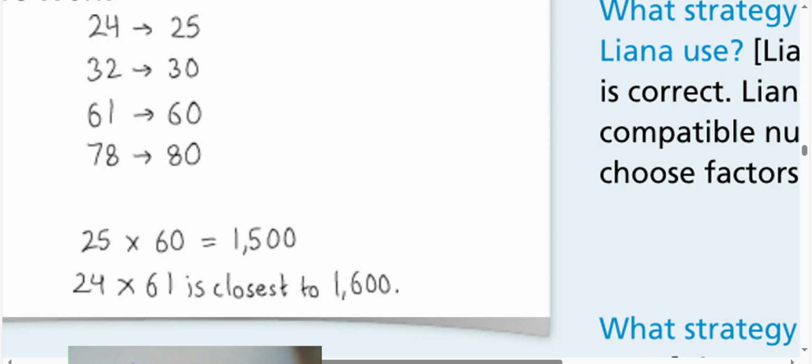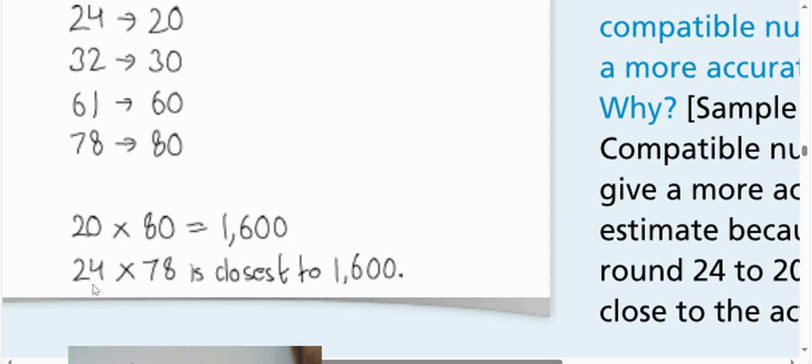Okay, that's the first strategy. Or another strategy, you can find the answer this way. You can choose two numbers like 24 product by 78. 24 is nearest to 20, approximated to the nearest ten, and 78 nearest to 80, approximated also. 20 times 80, we must put 00 and 2 times 8 is 16. This number here, 1600. Then the product between 24 and 78 is close to 1600.